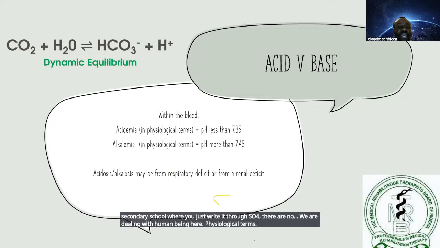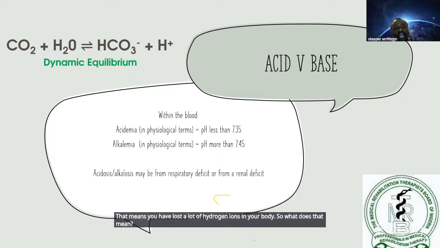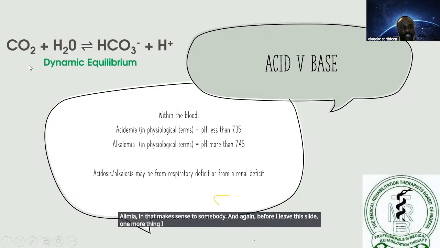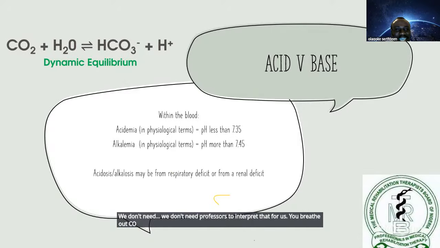All right. And again, if the pH is more than 7.5, that means you have lost a lot of hydrogen ions in your body. So what does that mean? It means you have alkalemia, if that makes sense to somebody. And before I leave this slide, one more thing I want you to remember is that this CO2 here is being controlled by your respiratory system, your lungs. We don't need a professor to interpret that for us. You breathe out CO2. It's as simple as that.